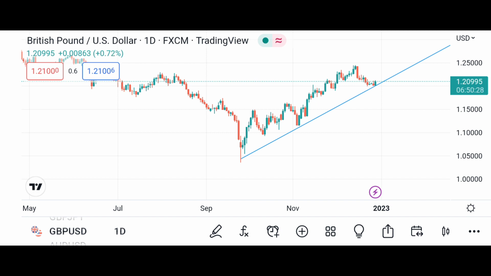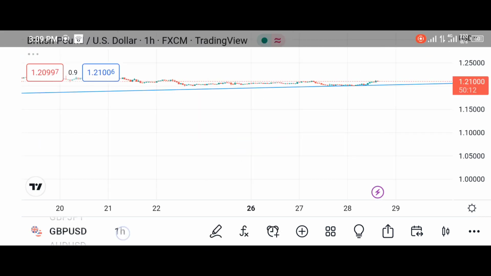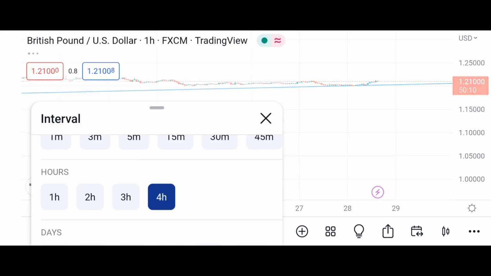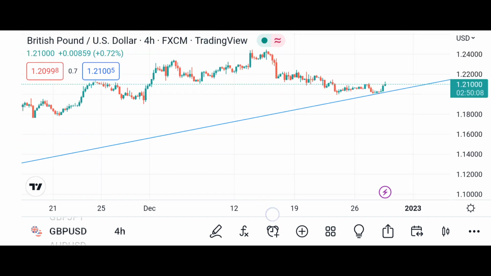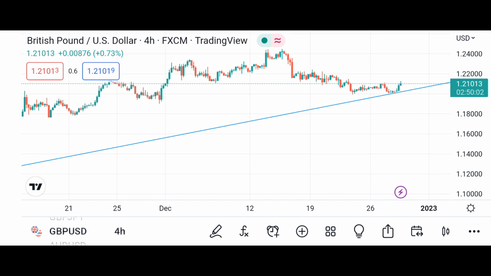And so let's see, for this, you can see that the GBP USD on the daily time frame is in an uptrend. If you scale it down to the 1-hour time frame, or let's say the 4-hour time frame, you can see that it is also in an uptrend. So what you should be looking out for is to trade an uptrend, or to go long on the trade.